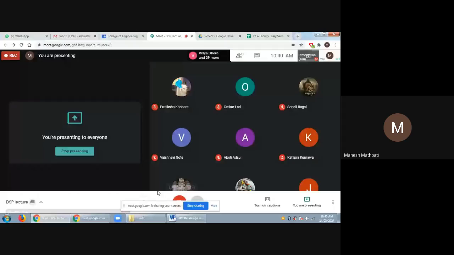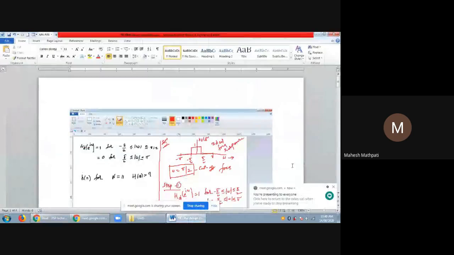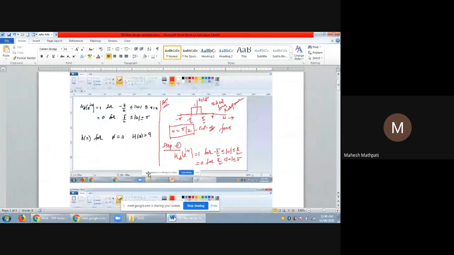Okay, anyway, let's come back. So what we have discussed in yesterday's lecture, let me just review. We started with the example to design an FIR filter with these specifications. Then we noted the given desired response, that is H_d of e power j omega equals 1 for minus pi by 2 less than or equal to omega less than or equal to pi by 2, and is 0 for pi by 2 less than or equal to omega less than or equal to pi.